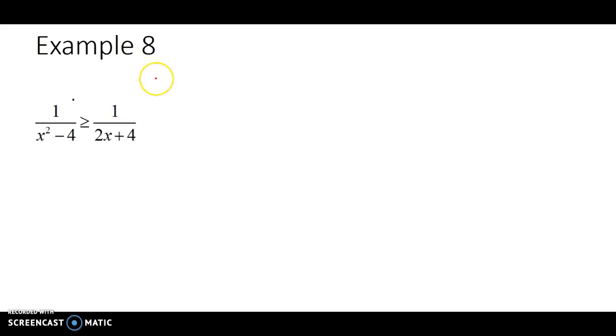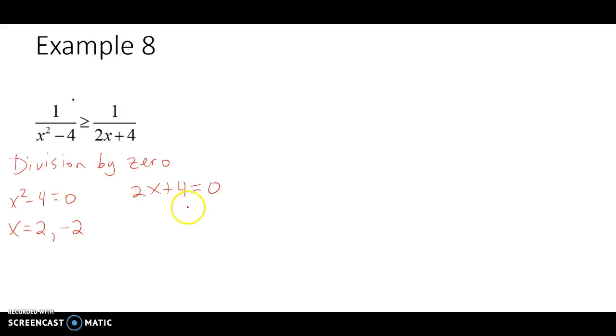Alright, now we'll try example 8. First let's consider that I can't have division by 0. So let's figure out where that would occur. So division by 0 would be where x squared minus 4 equals 0, and where 2x plus 4 equals 0. This would be equal to 0 at x equals 2 and -2. And this would be equal to 0 at x equals -2.